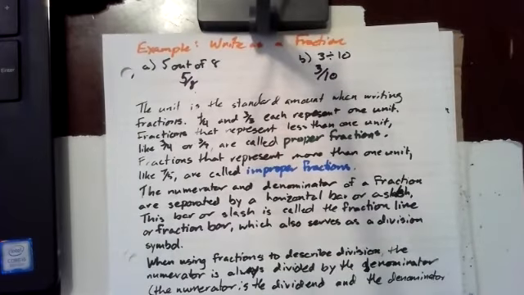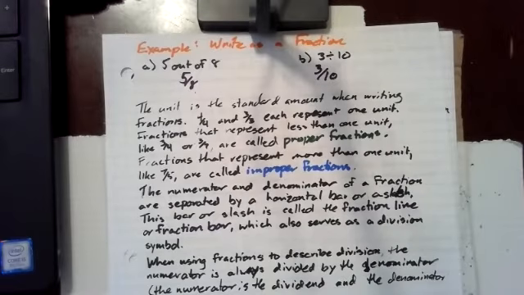The unit is the standard amount when writing fractions. 4/4 and 3/3 each represent 1 unit. Fractions that represent less than 1 unit, like 3/4 or 3/7, are called proper fractions. Fractions that represent more than 1 unit, like 7/5, are called improper fractions.